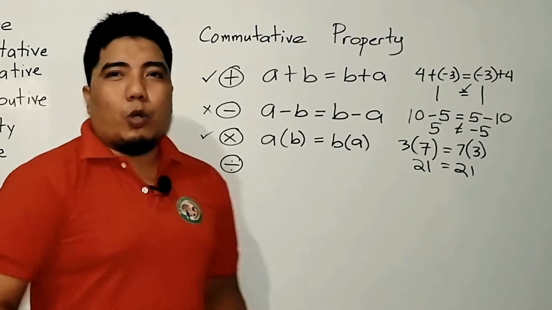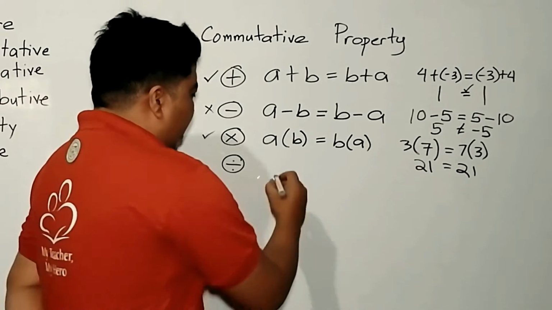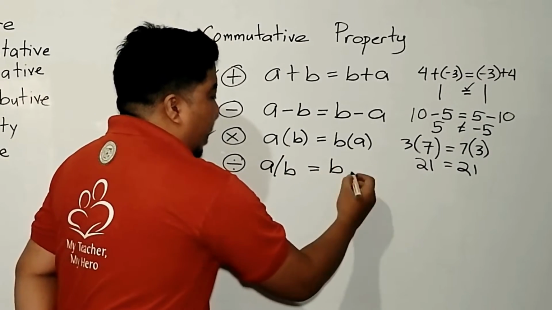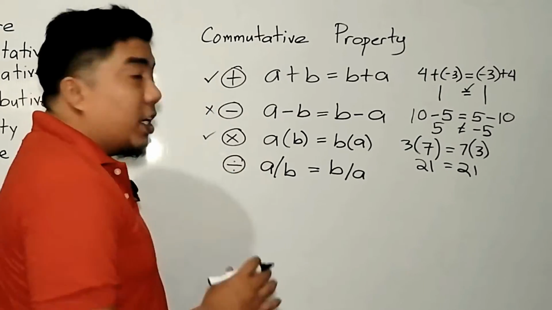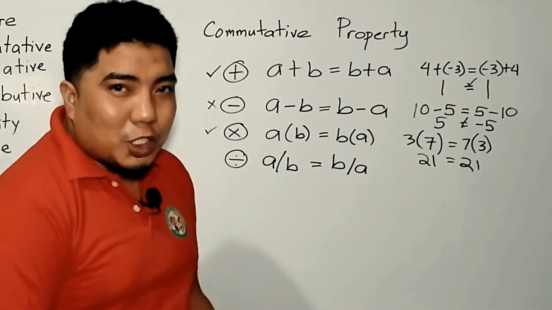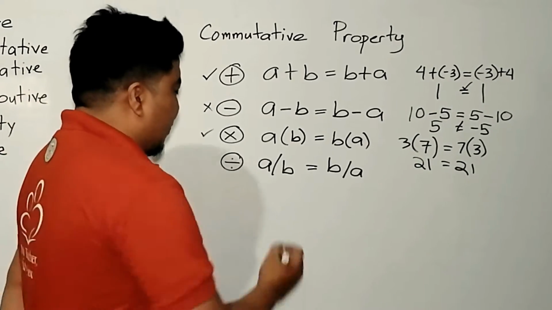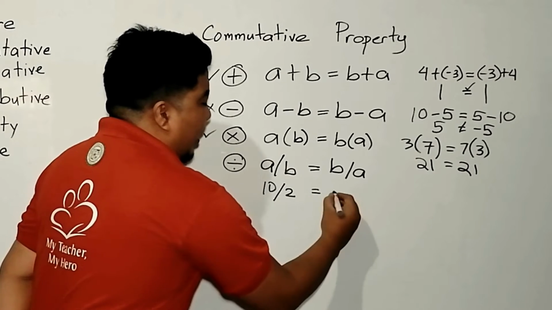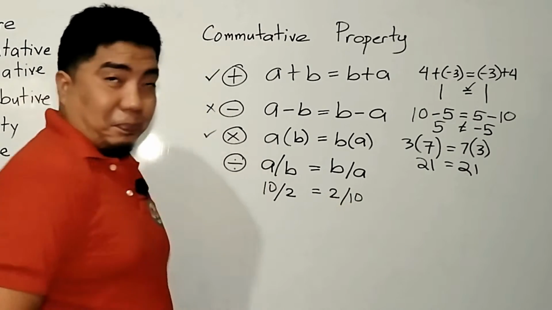Okay. Now, let us go to division. If A is divided by B, then we can say that B is divided by A. They are just the same, as it could be. Let's check or prove whether that is correct. If 10 divided by 2, the answer is just the same as 2 divided by 10.